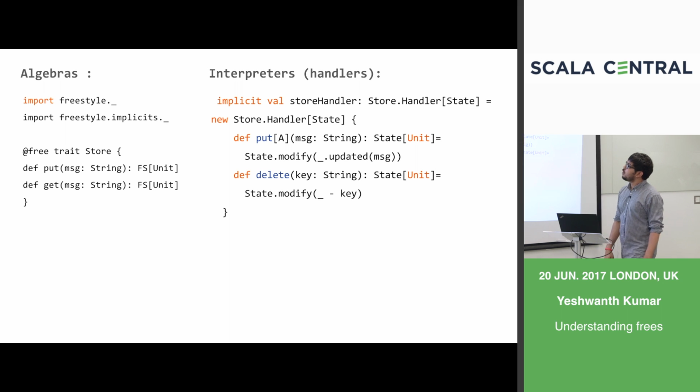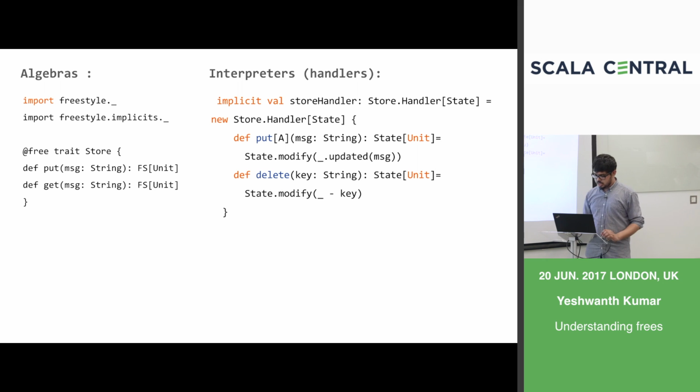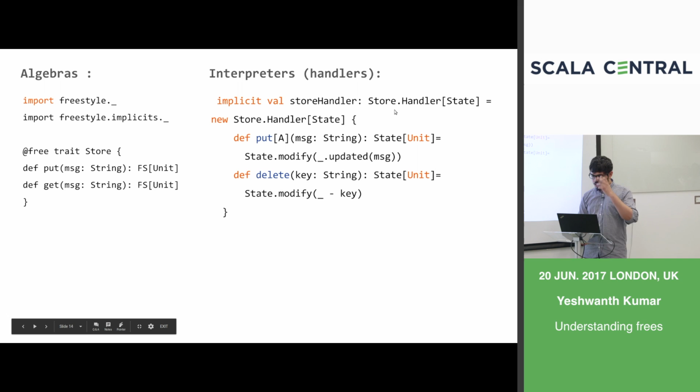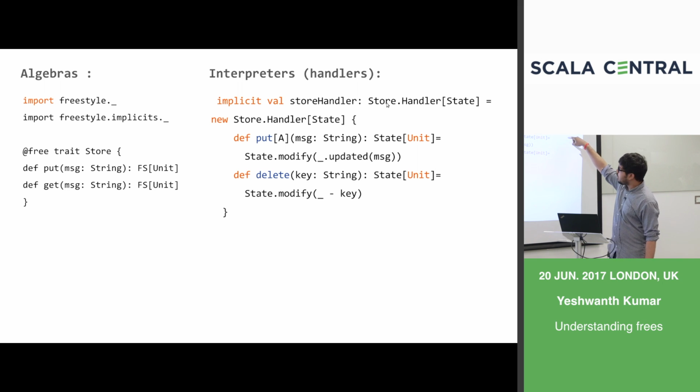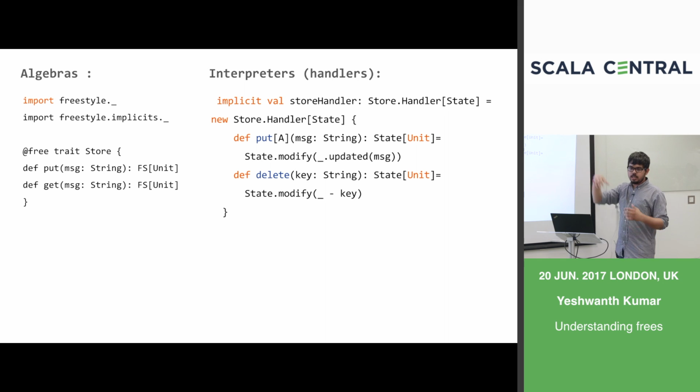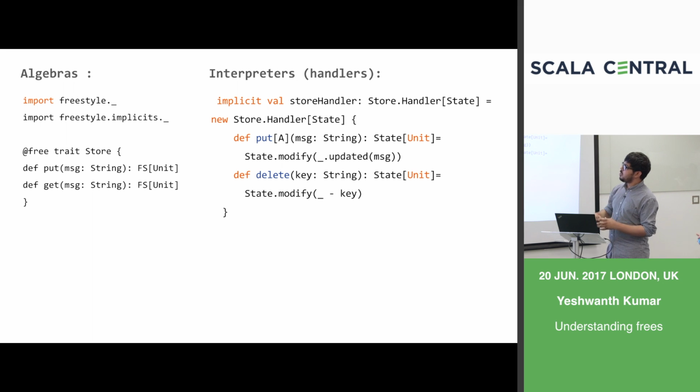And your interpreter is quite simple. You have an implicit val. You call your algebra store dot handler, and I'm not using id here, I'm using the state monad, but ideally you define what you want to do with this interpreter, which is called a handler. Ideally you say what you want to do with that specific operation of the algebra that you've defined, right? So that's your algebra, these are your interpreters.